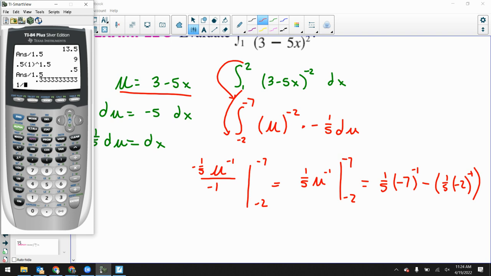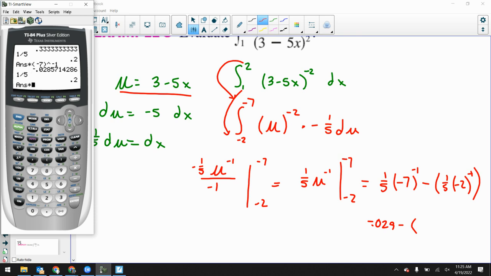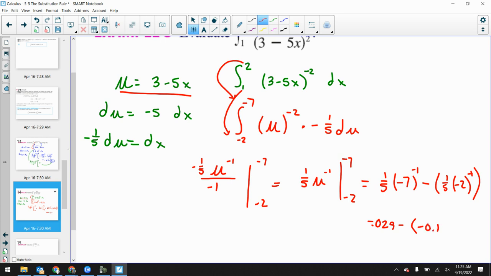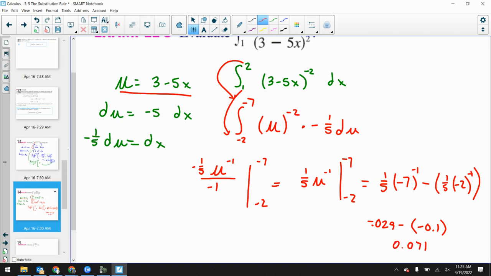Okay, let's evaluate. 1/5 times negative 7 to the negative first power. So we have that decimal, negative 0.029, minus 1/5 times negative 2 to the negative first power, which is negative 0.1. So we have negative 0.029 minus a negative 0.1. 0.071. Questions about that?